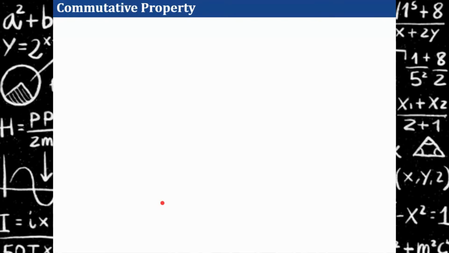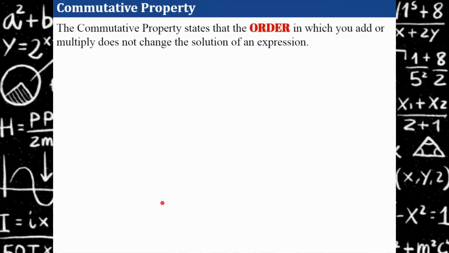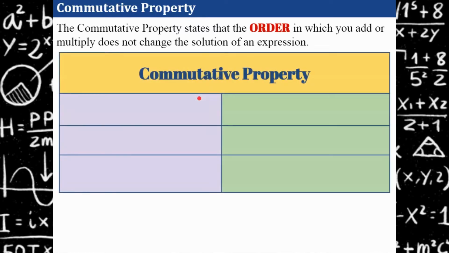So let's first talk about the commutative property. The commutative property states that the order in which you multiply does not change the solution of an equation or an expression. So it refers to order. So let's look at the commutative property of addition. It states that a value A added to a value B is equal to the value B added to the value A. So it's saying the order in which you add two values does not matter and will not change the solution or the value of the expression.